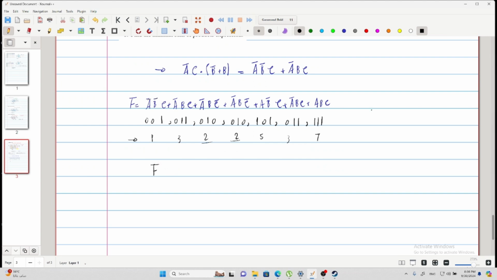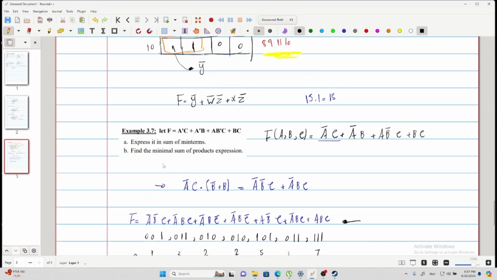So then, writing this function, this is just done. The first one is actually done, which is the sum of minterms. But this is just an extra step to actually write in this form. And c is equal to the sum of minterms: 1, 2, 3, 5, and 7. And that's it. That is the sum of minterms.